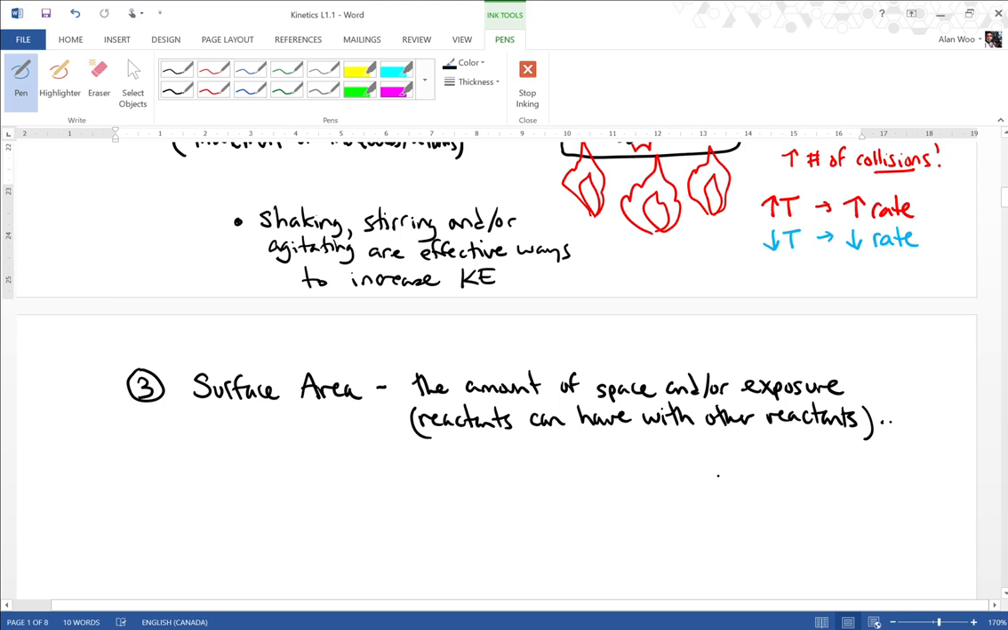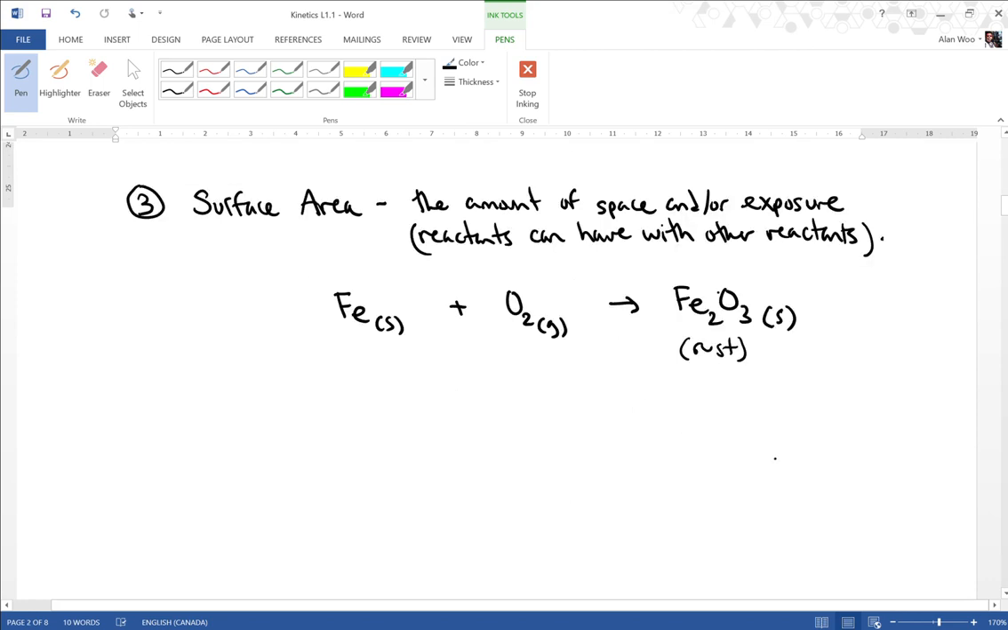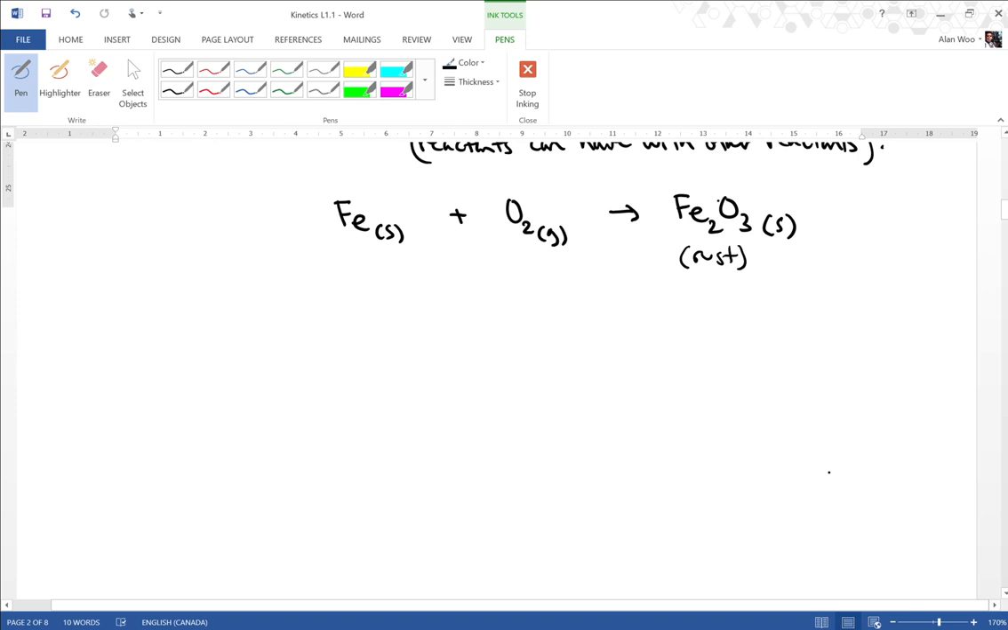So if we take a look at what this actually means, let's look at a reaction involving iron plus oxygen to form iron oxide, which is a solid. So you have a solid and a gas to form another solid, which we know as rust. So I'm not going to worry about balancing the reaction here. I just want to show the difference between surface area and how it affects rate.